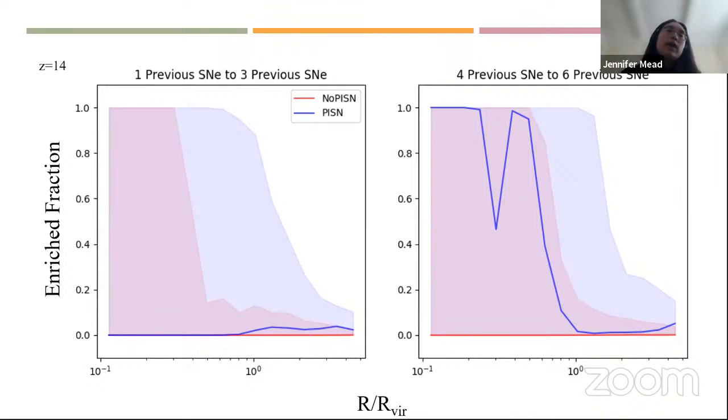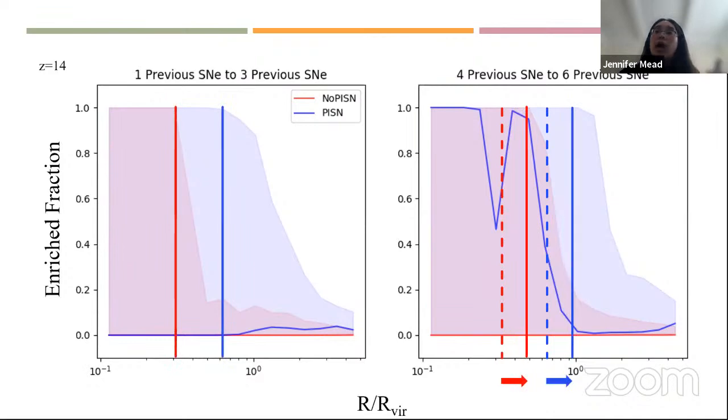So again, what's plotted on the y-axis is our enriched fraction versus the fraction of the virial radius on the x-axis. On the left-hand plot, you'll see halos that have 1 to 3 previous supernovae, or in other words, low numbers of previous supernovae. And then on the right, we have 4 to 6 previous supernovae, so high numbers of previous supernovae. In the red, we have our no pair instability run. In the blue, we have our pair instability run. The lines are just showing you the median values of enriched fractions for those halos, and the shaded regions are the 25th to 75th percentiles.